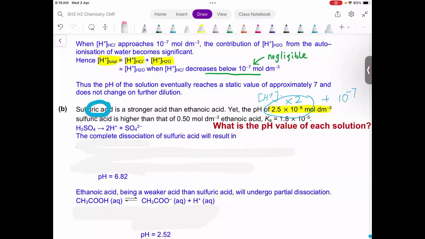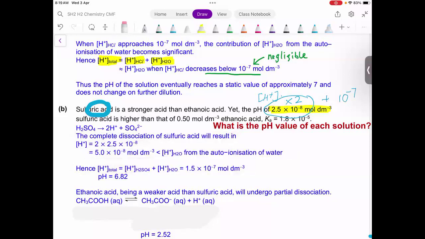Like what Yong Wei has said, it's important to recognize that when your strong acid is extremely low in concentration, contribution by water becomes significant. This is what we had discussed earlier also. When it becomes significant, you have to consider the total contribution, and that will enable us to obtain this pH value.